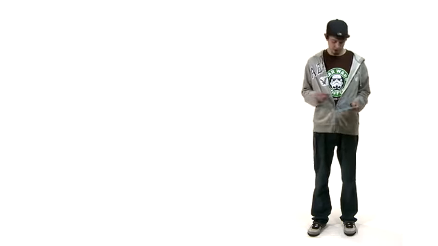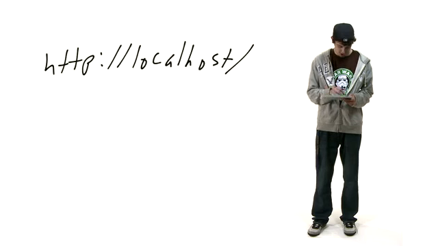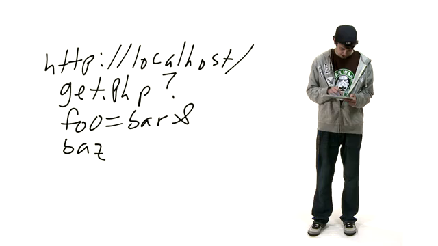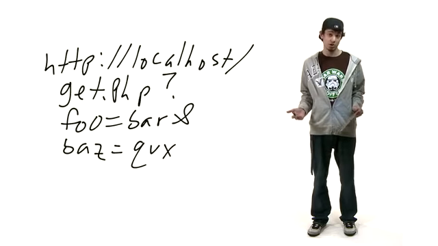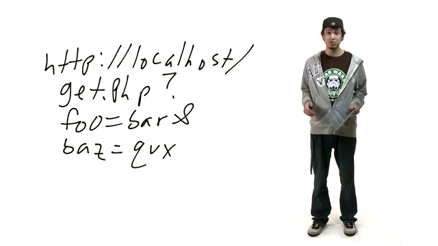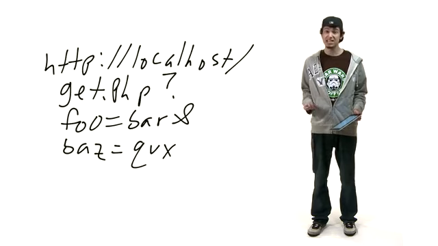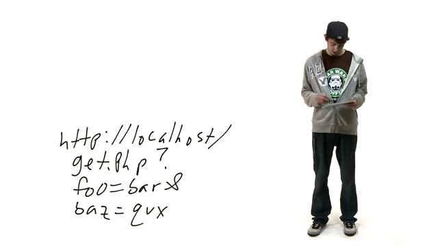An equal sign separates a key and its corresponding value, while ampersands separate pairs. So, a URL that looks like http://localhost/get.php?foo=bar&baz=quux has two key-value pairs in the query string. The key foo maps to the value bar, and the key baz maps to the value quux. We can easily access these key-value pairs using a special variable in PHP.